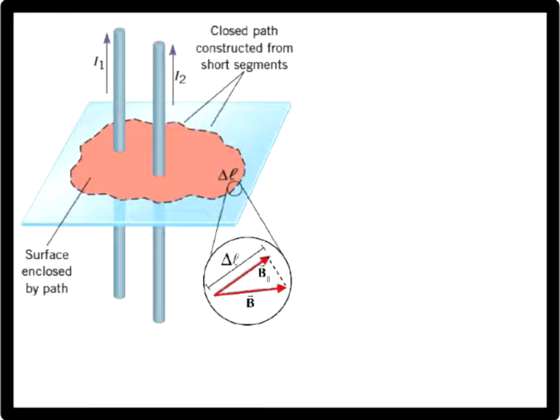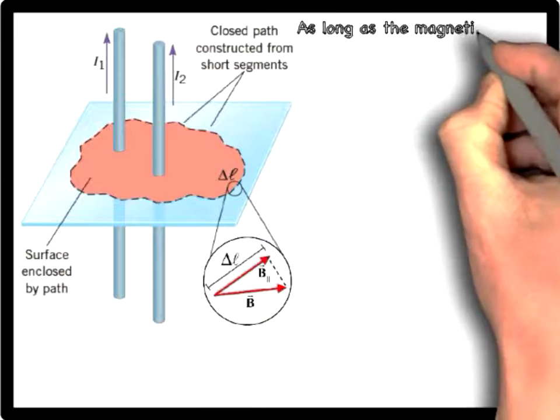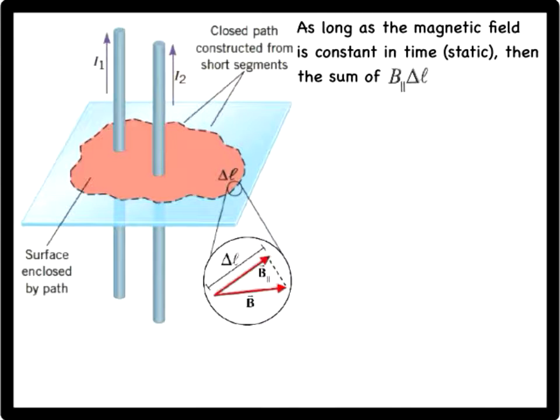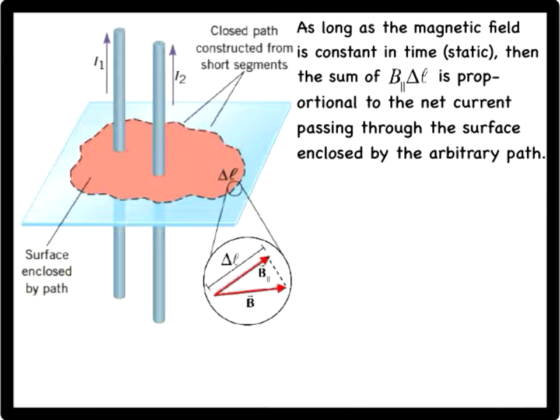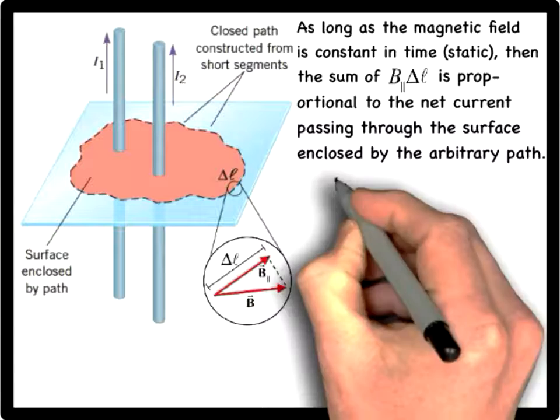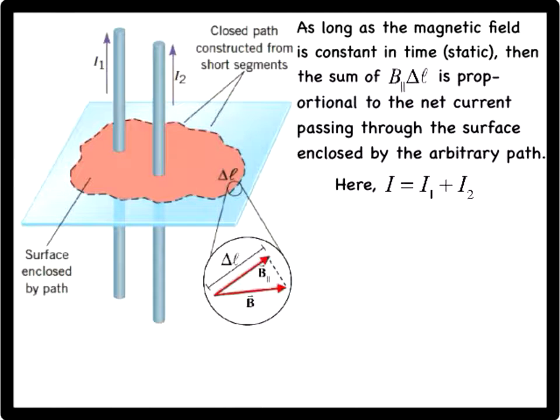Ampere's law deals with the product of delta L and B parallel, and as long as the magnetic field is constant in time, then the law states that the sum of all the B parallels times each delta L is proportional to the net current passing through the surface enclosed by the arbitrary path. In the figure, the net current I would be equal to I1 plus I2. Here is Ampere's law for static magnetic fields.